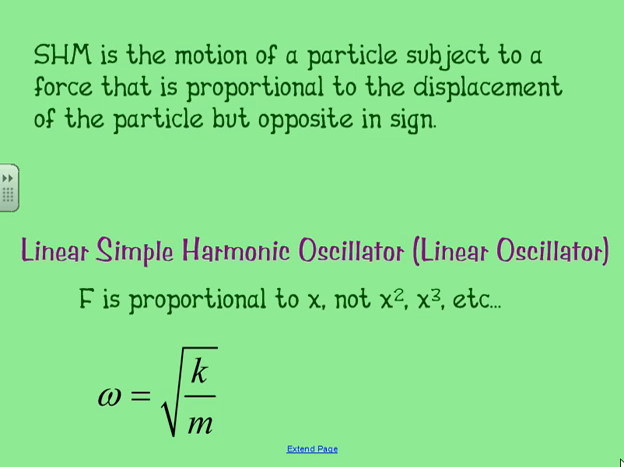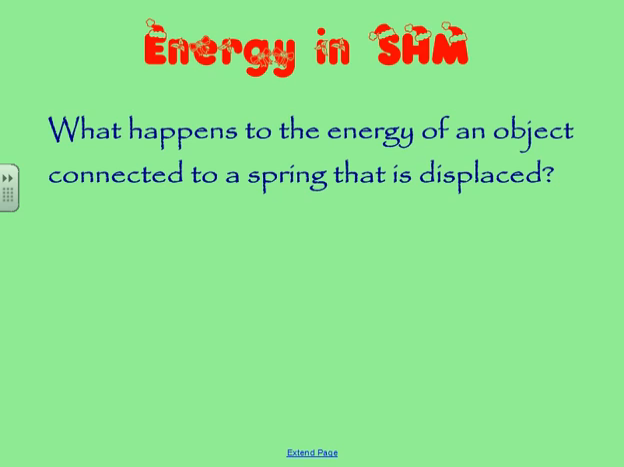The last concept about periodic motion, about oscillations to talk about, is energy. Here I'm talking specifically in context of the spring. We have a spring that is displaced, and we want to know what happens to the energy of that object. Well, when you first displace that spring, it has elastic potential energy. We know that equation is 1/2 kx squared.